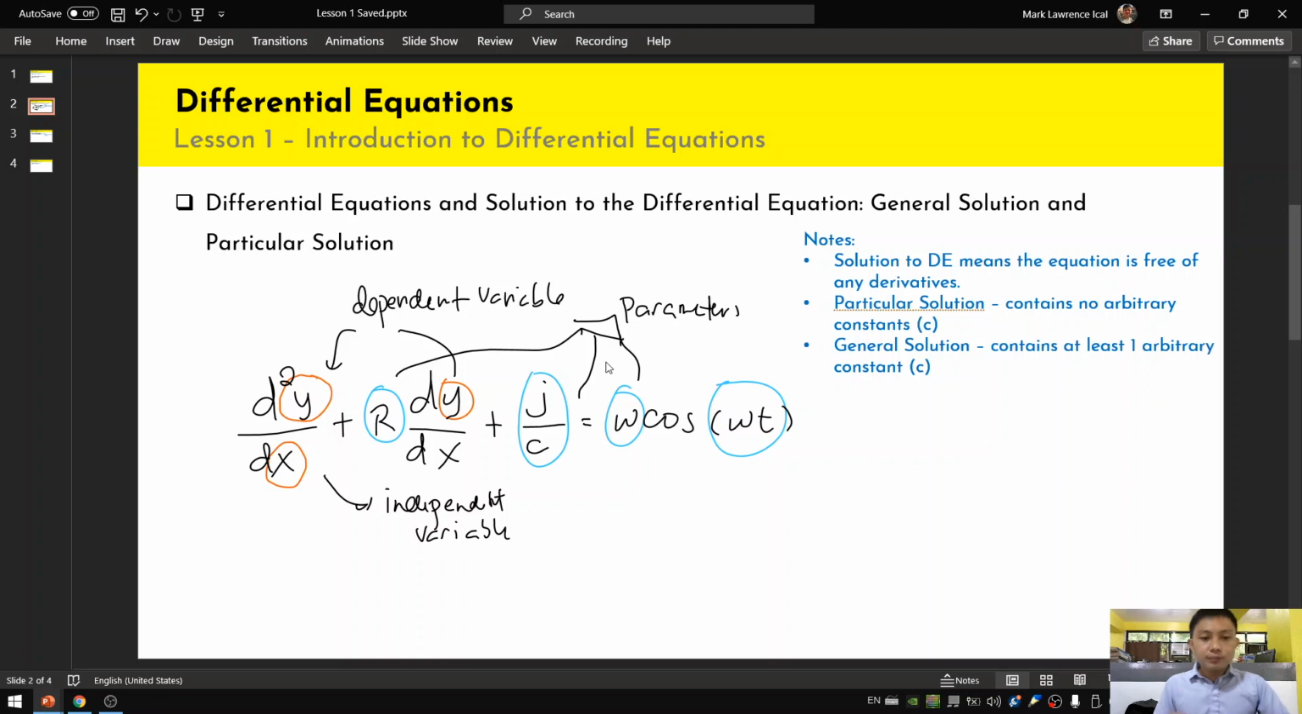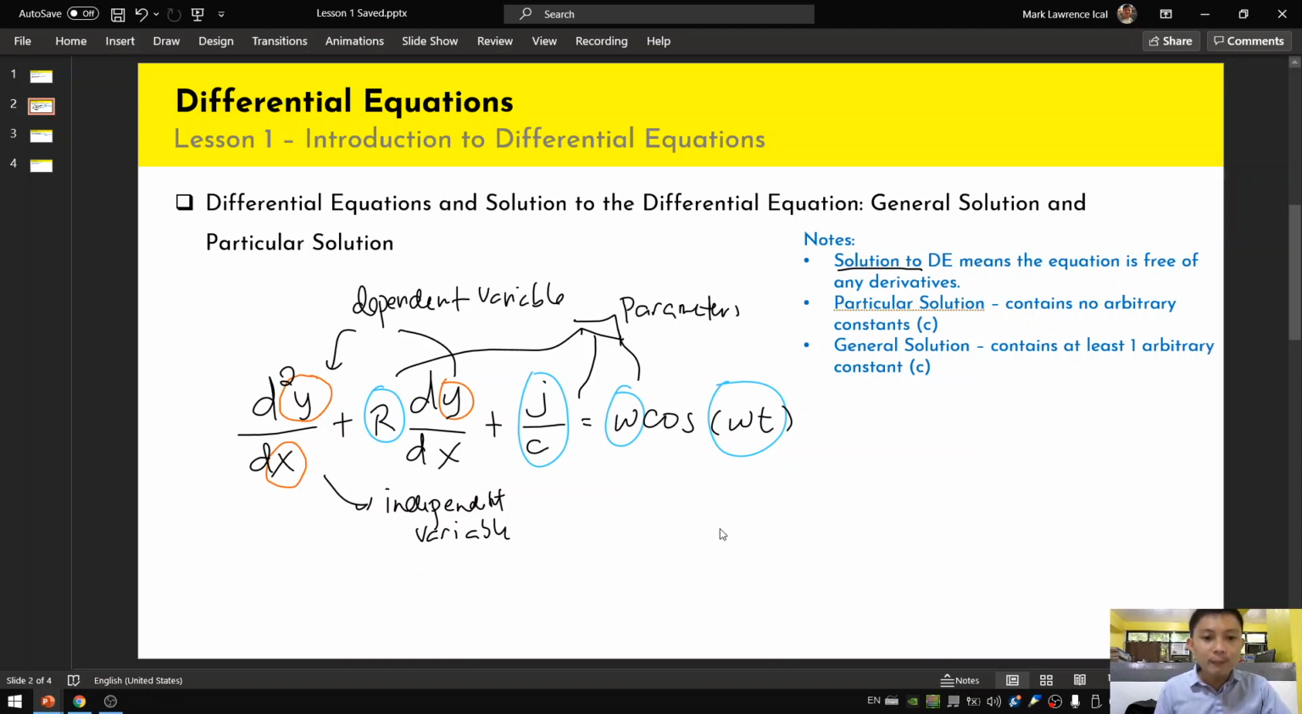Now, what is a solution to the differential equation? So we have a general solution and a particular solution. So I will put a note here. So the solution to the DE means that the equation is free from any derivatives.